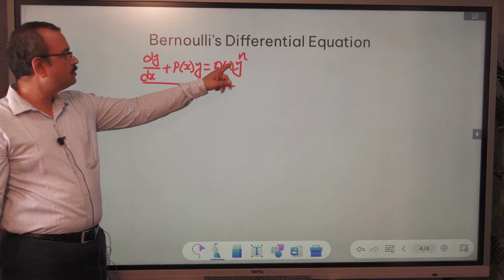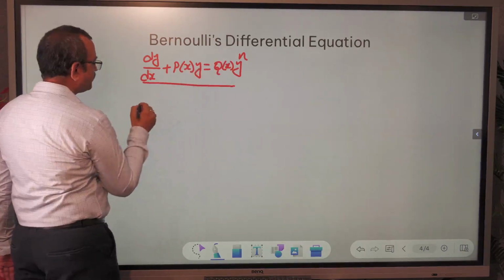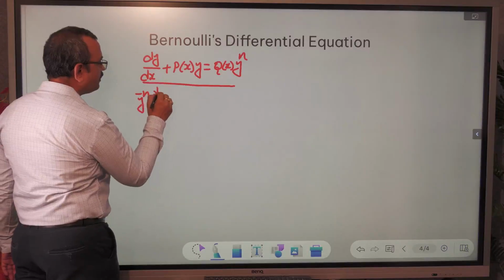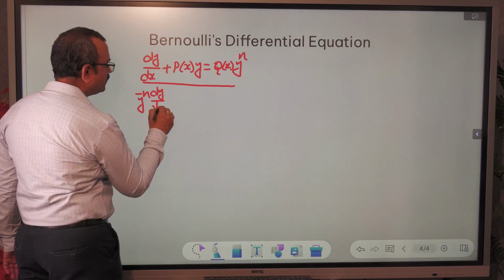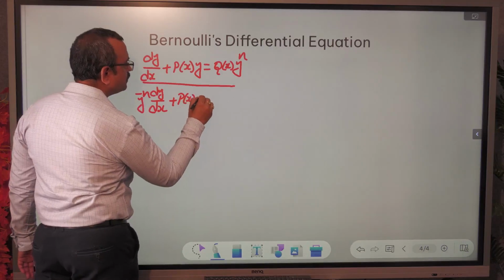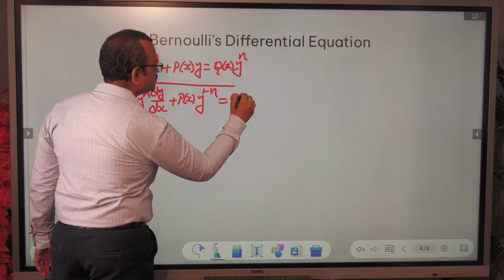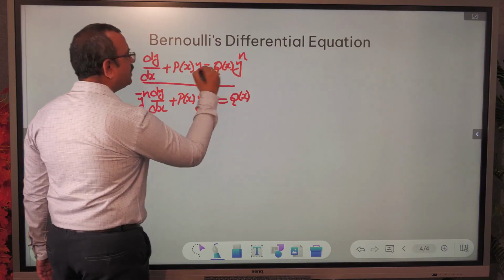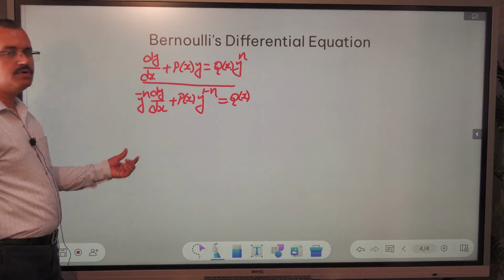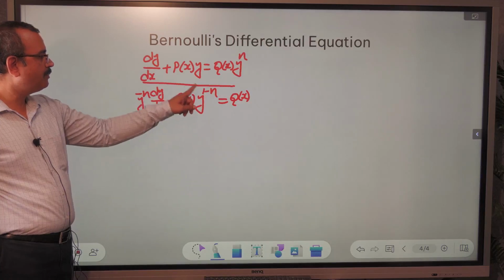To remove that, divide on both sides by y power n, then we can write it as y power minus n into dy by dx plus p of x into y power 1 minus n is equal to q of x. Now this is still not in linear format. So for that we will eliminate this term y power 1 minus n.